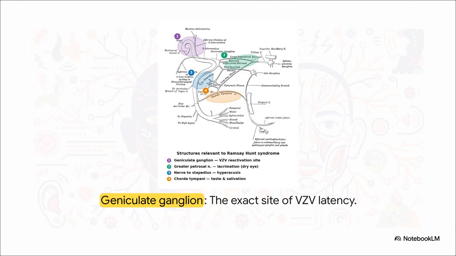Now, what's incredibly interesting here is exactly where this all starts. It happens right at the first genu of the facial nerve within the temporal bone. You'll notice point number 1, the geniculate ganglion. This is the sensory ganglion of the nervus intermedius. And it's the exact, precise location where VZV sets up its lifelong latency after that primary childhood chickenpox infection we all know about. It literally just sits there, dormant, waiting for a trigger.